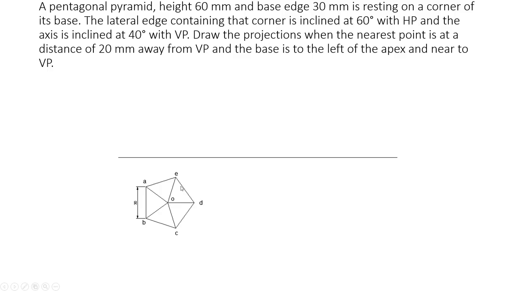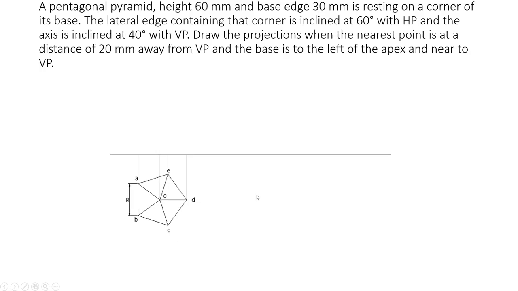Now you can erase the unwanted extension of these lines, so that only lines from this apex to all corners remain. So 5 corners you want to draw a line to. Name it as O. Do the dimension 30 mm. Now this is the top view. Now to get the front view, just project all these points to the reference line.